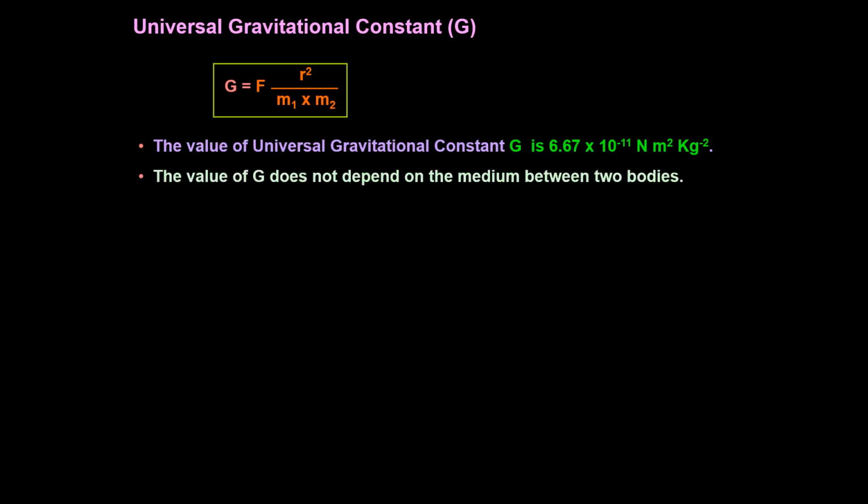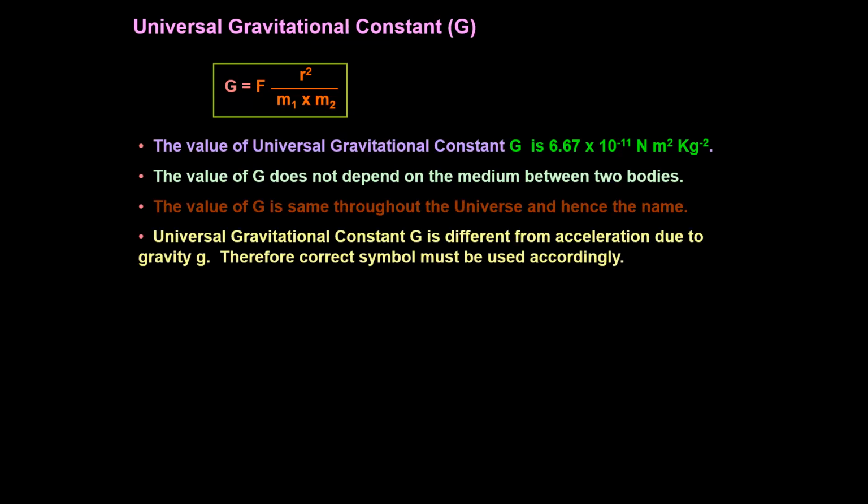The value of G does not depend on the medium between two bodies. G is constant. It has nothing to do with the force or the attraction between object 1 and object 2. The value of G is the same throughout the universe, and hence the name universal gravitational constant. G is different from acceleration due to gravity, therefore the correct symbol must be used accordingly: big G and small g.